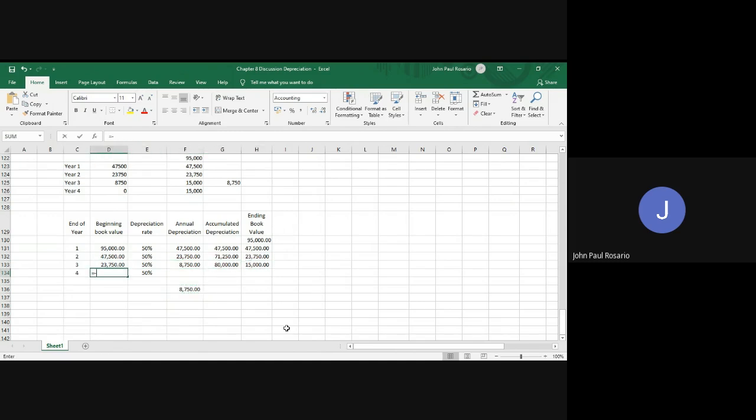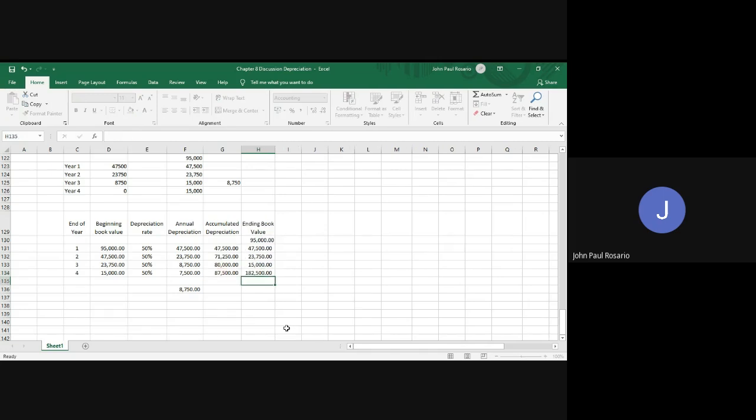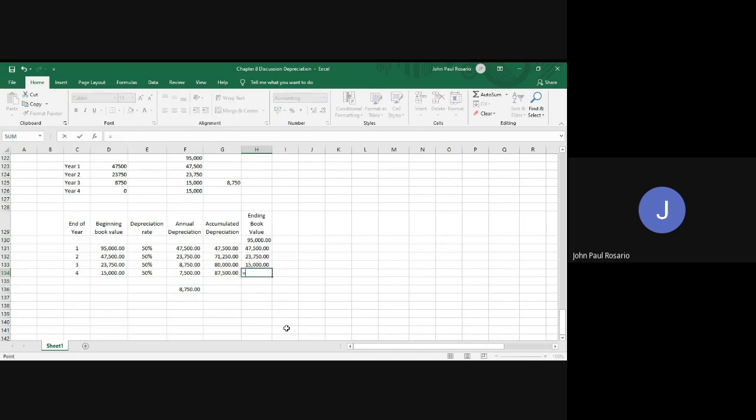Okay, plus to that. And then again, if we multiply that here, we get 7,500. And if you do that, our accumulated depreciation will be this one. And our ending book value will be equal to, sorry, just 7,500, which is way below our salvage value. That is why we adjust it and we recognize nothing on year 4 to maintain our salvage value of 15,000.